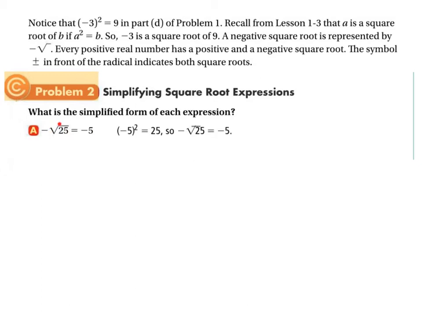So the negative square root of 25 is going to be -5. Okay? That means -5 times -5 is 25. Yes? Okay. Now we're going to do the same thing again.